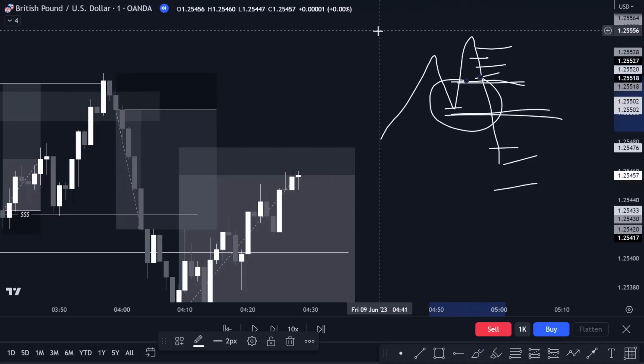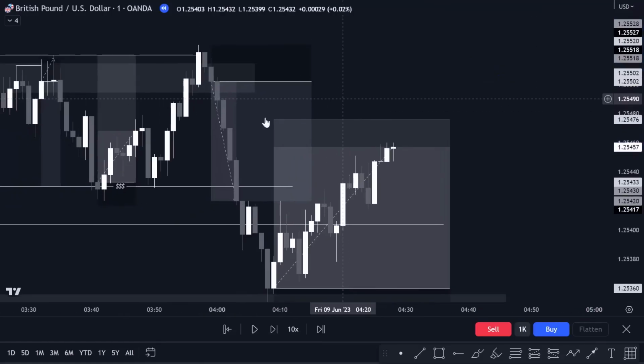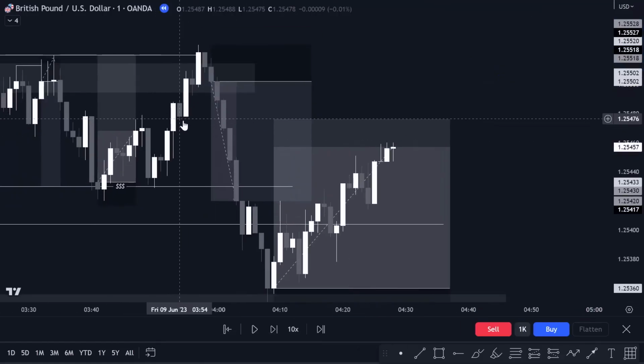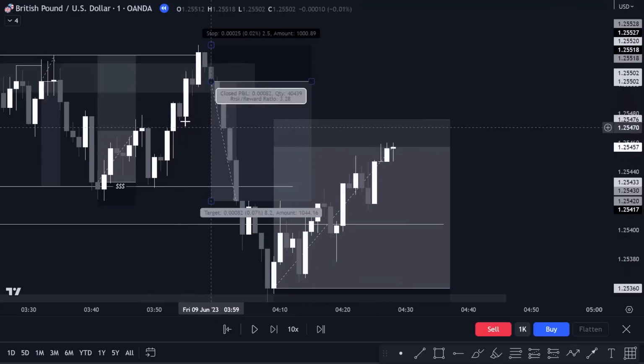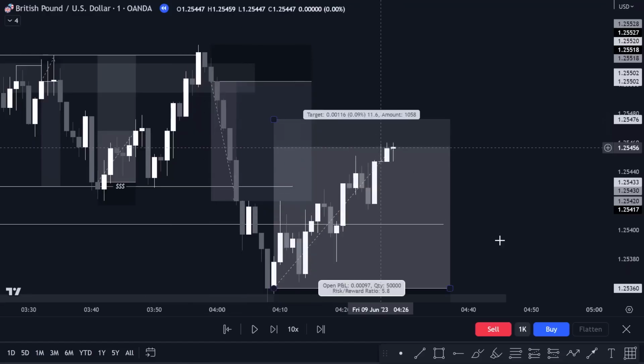So PD arrays overlapping. This is something that's why I'm kind of confident that price will react either from here or here. But for this trade, I think 5.8 is good, so I'm gonna target this fair value gap with a breaker block.